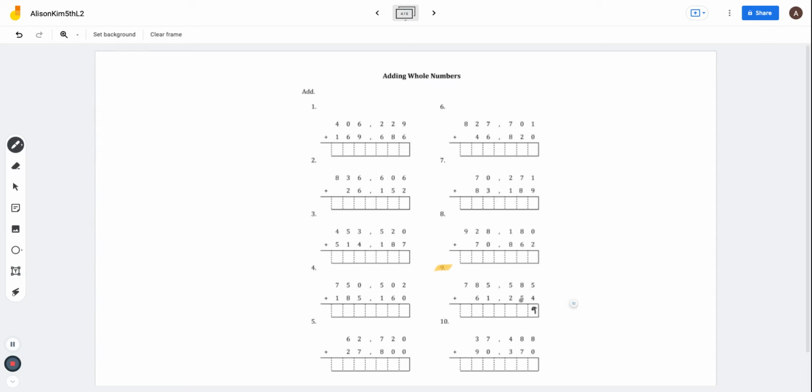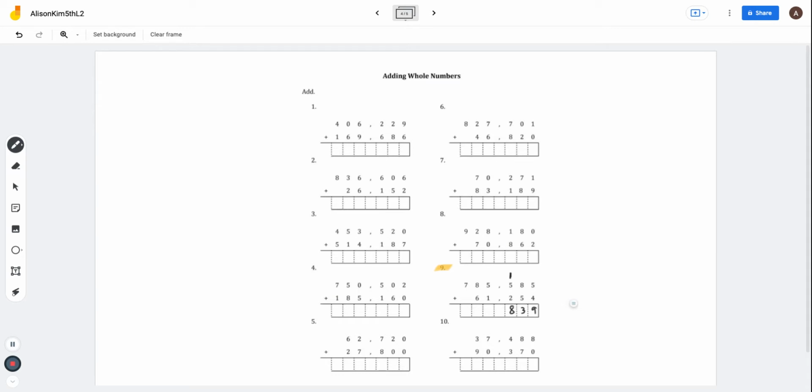Now we do 8 plus 5, which is 13. So we're going to bring down 3 here, and we're going to bring up the 1, which is in the tens place, to the hundreds place. So we're going to bring it right there. So it's going to be 1 plus 5, which is 6, and 6 plus 2, which is 8.